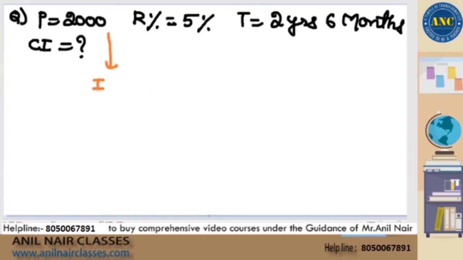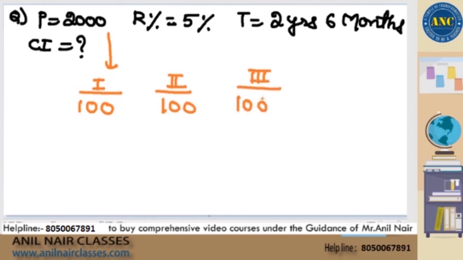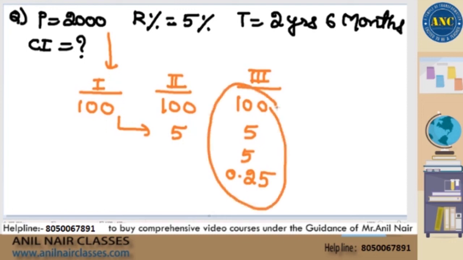First year, 5% of 2000 is 100. Second year also 100. Third year also 100. First year 100, second year 100, third year 100. For the second year there is an extra 5, and the third year also has the first year's 5 and the second year's 5. 5% of 5 is 0.25. Listen carefully, beta, this is the entire thing: 100, 5, 5, and 0.25 give 10.25.